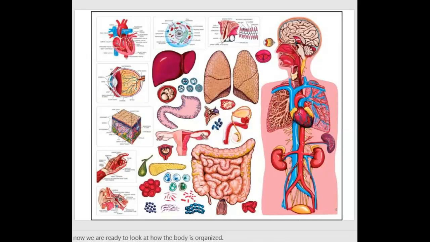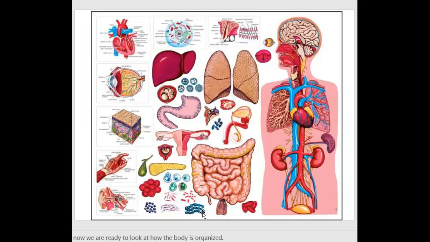Okay, now we're ready to look at how the body is organized overall. And in this course, as well as in A&P2, you're going to be introduced to a lot of different organs, tissues, and cells, as well as how they work. On this slide, you can see how varied these structures are. Everything from the lungs to the liver, the eye, muscles in the hands, the intestines, blood cells, even small molecules like, I believe this is a carbohydrate down at the bottom.